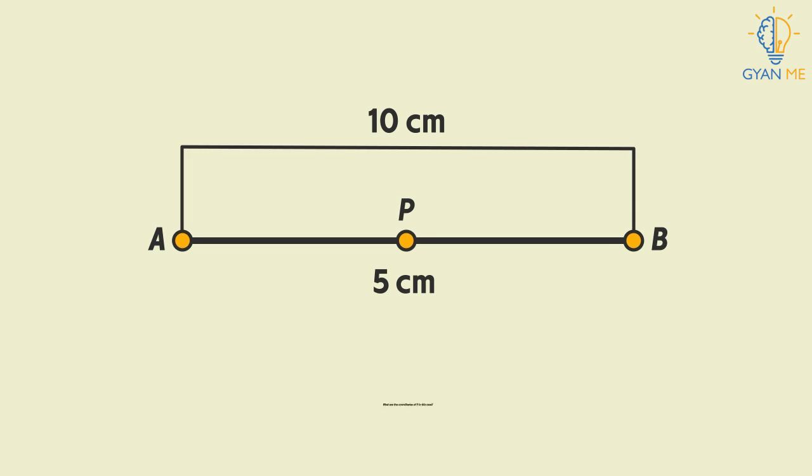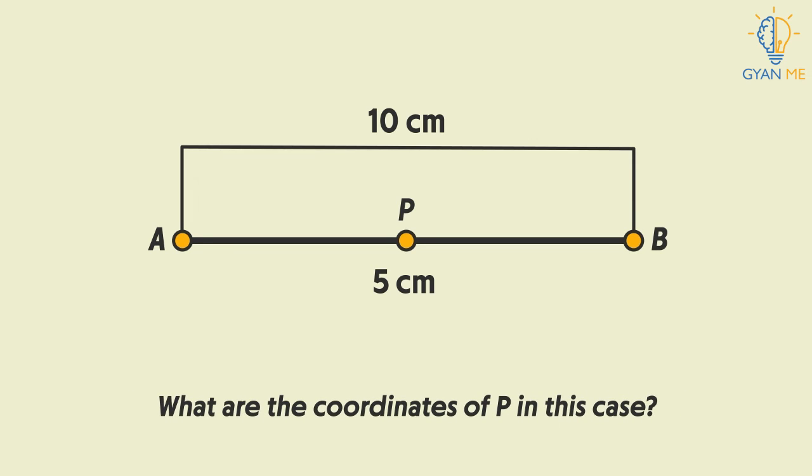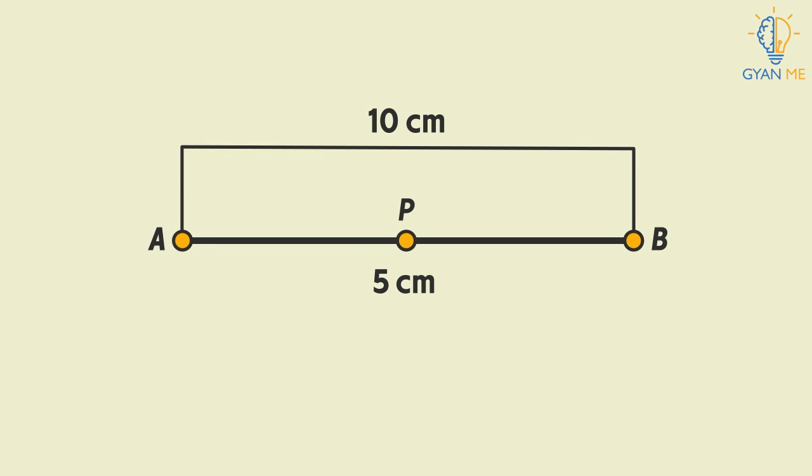Now, can you tell me what are the coordinates of P in this case? Observe that point P is the midpoint of line segment AB. Therefore, point P divides the line segment in the ratio of 1 is to 1, and hence m is equal to 1 and n is equal to 1. Therefore, the formula reduces for both the parts.